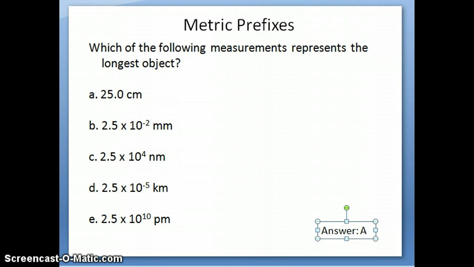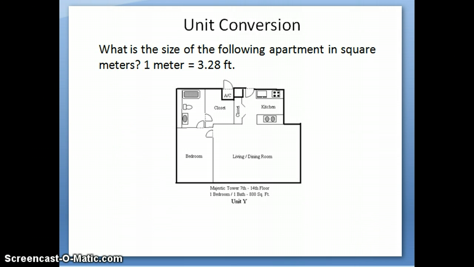If you did the same conversions that I did earlier to convert all of these units to the meter, for example, to a standard unit, you'll find that the answer for the longest object in this case is A. The second problem I want to ask you is also about unit conversion. However, now we're going to use squared units.